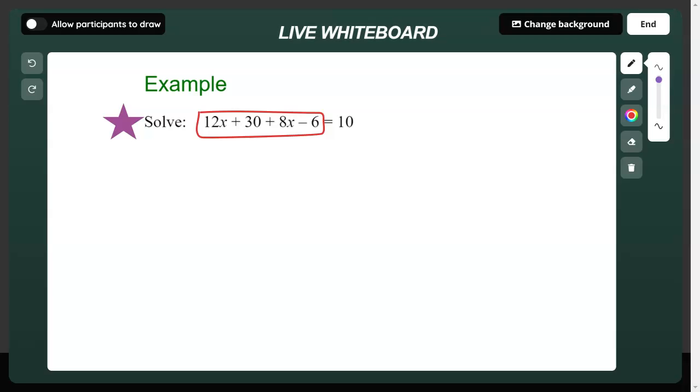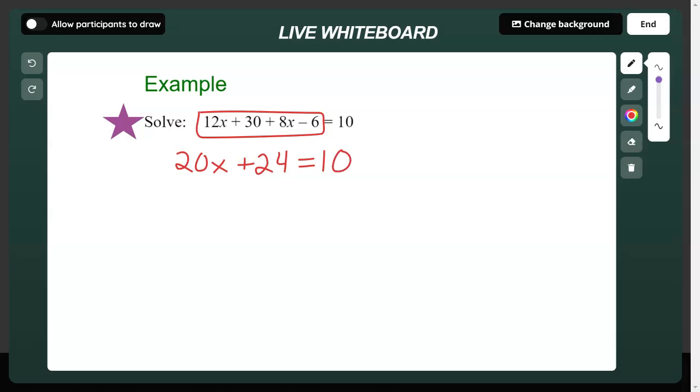I have 12x and I have 8x together. I have how many x's? 20. The only time I would subtract that is if I wanted to move it from one side of the equal sign to the other side of the equal sign. But if I'm staying on one side, it's just considered combining like terms. Same thing with the 30 and the negative 6. If I have 30 and negative 6 on the same side, it becomes 24.